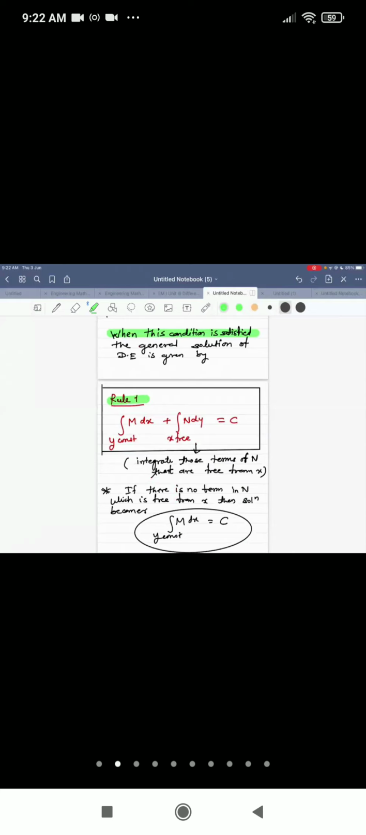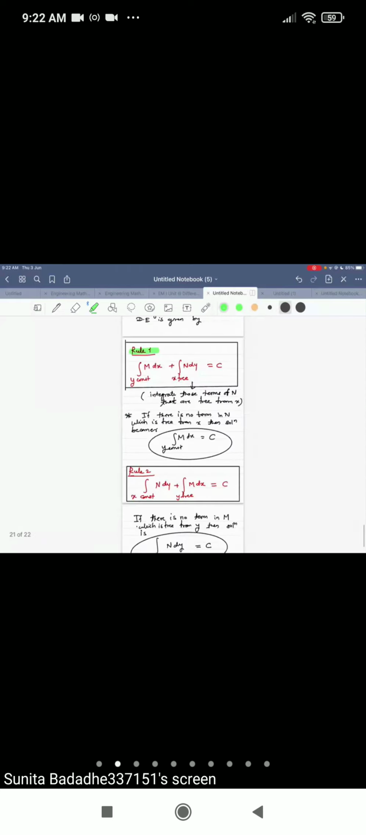And there is a parallel rule. The parallel rule is integral N dy, with y constant, plus integral M dx, with y free. Now you can compare: M is replaced by N, and x and y are interchanged. Y free means consider those terms of M which do not contain y. Now I'll explain exactly how to solve this example. Right, so let us see an example.